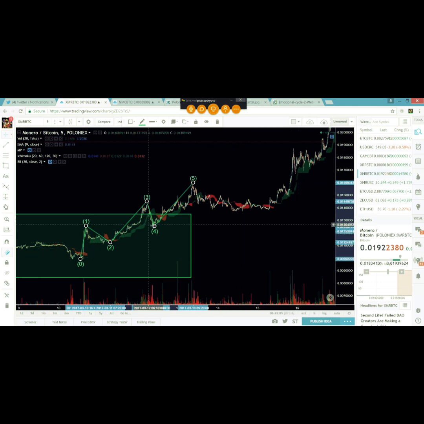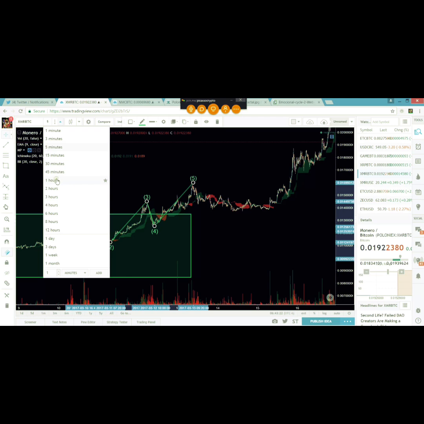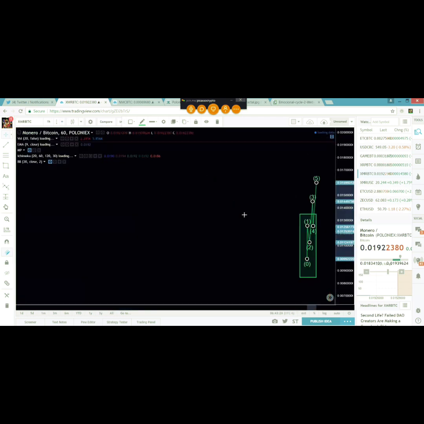Even in this fifth leg up here, we still have a 1, 2, 3, 4, 5, and even in this little fifth leg, it has an impulsive 1, 2, 3, 4, 5. So it's repeating itself time and time again, and that's really because it's the same attitude that the traders have towards it. The price will go up, they'll chase it a little bit.